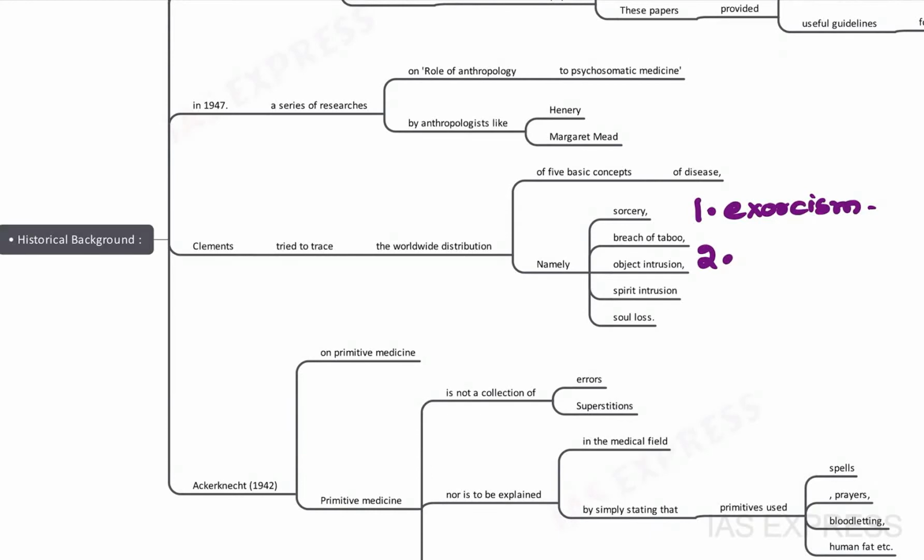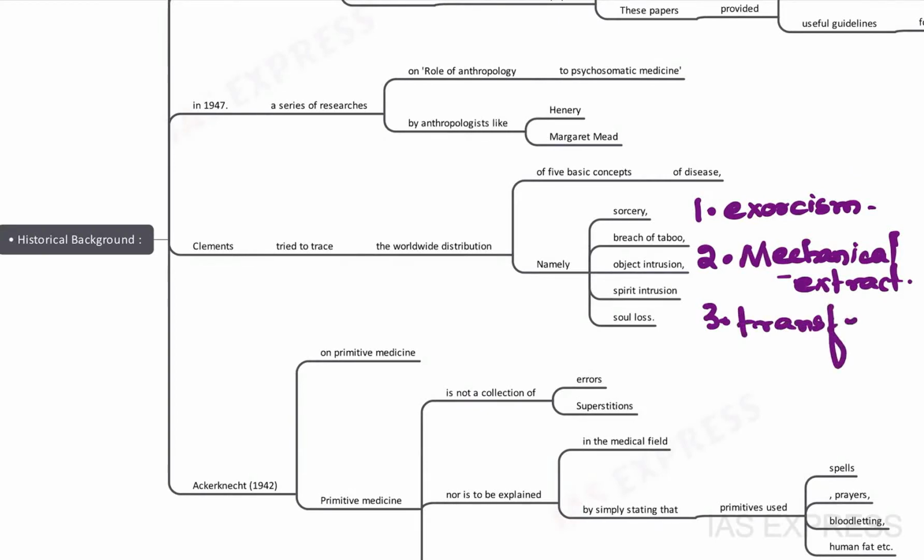Then the second one is your mechanical extraction. This is also another curative measure, and the last one is transference. Mechanical extraction is when they put that spirit into some foreign object, they use the object as a vessel for the spirit. And transference is when the spirit is transferred from one body to another person. Okay, these are the three curative measures for spirit intrusion.